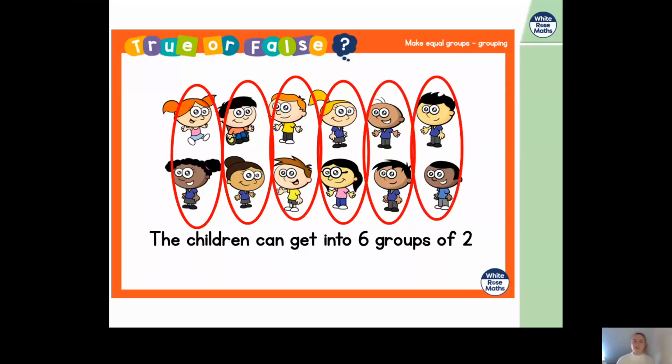There we go. Have I made 6 groups? Let's count. 1, 2, 3, 4, 5, 6. Yes, and I have 2 children in each group. So therefore, that is true. We can make 6 groups of 2 with this array of children.